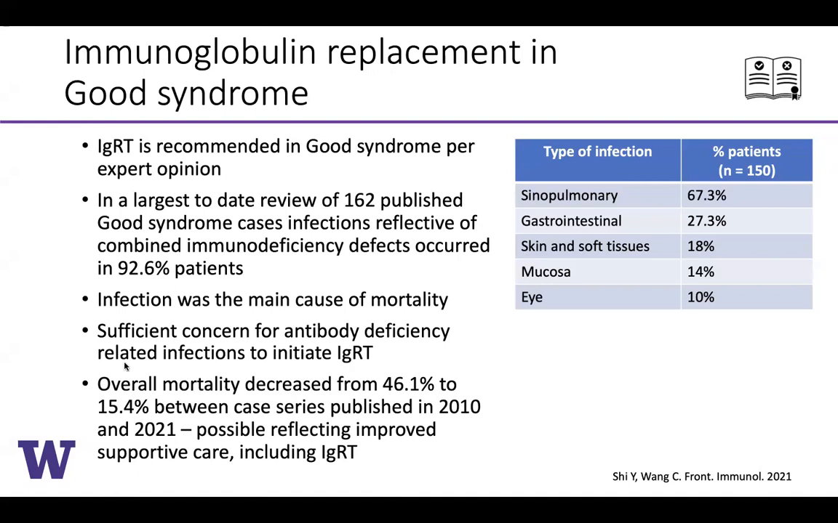In the largest published review of various Good syndrome cases, 92.6% had infections reflective of combined immunodeficiency defects, and infections were the main cause of mortality. This is far from a definitive evaluation, but they did comment that, between this review from 2020 and one from 10 years before, looking at newer studies where patients perhaps got better supportive care, the mortality also improved.